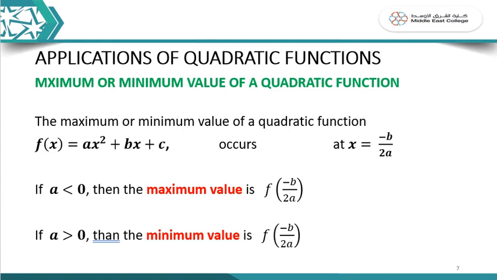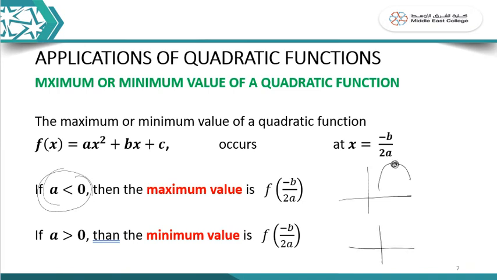Okay, now how will we find the minimum and maximum? As I told you, if a is greater than 0, it will open up. If a is less than 0, it will open down. So this one will open down. Okay, open down, so this point will be the maximum. As you see, it is the maximum.